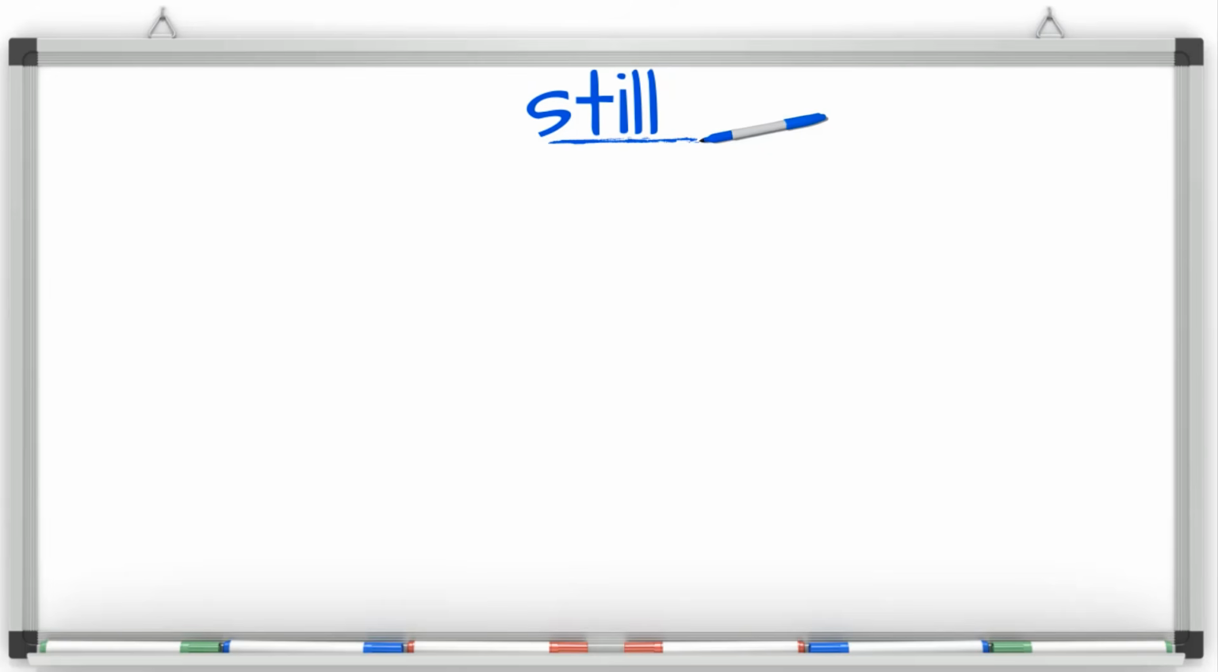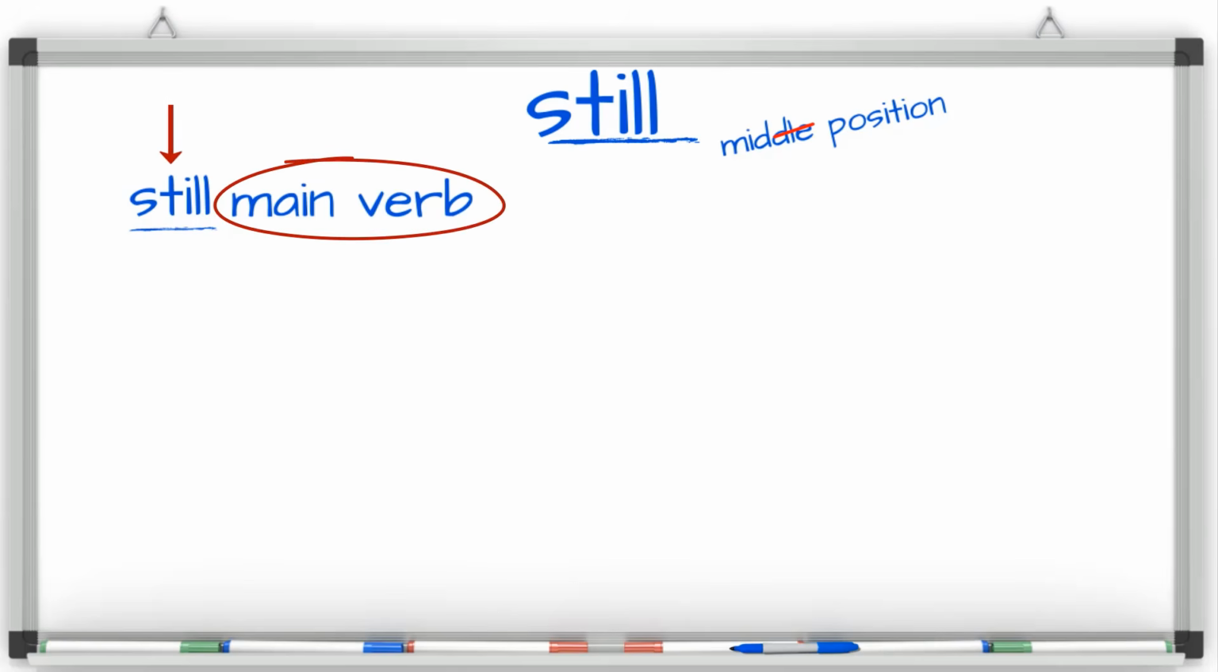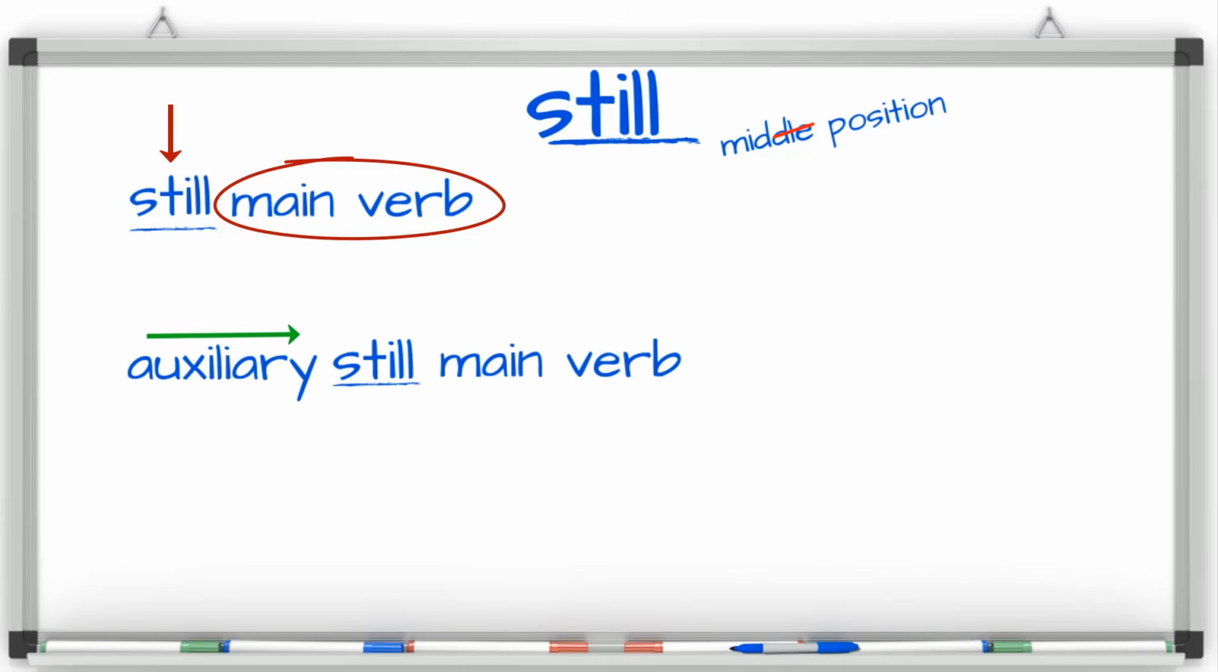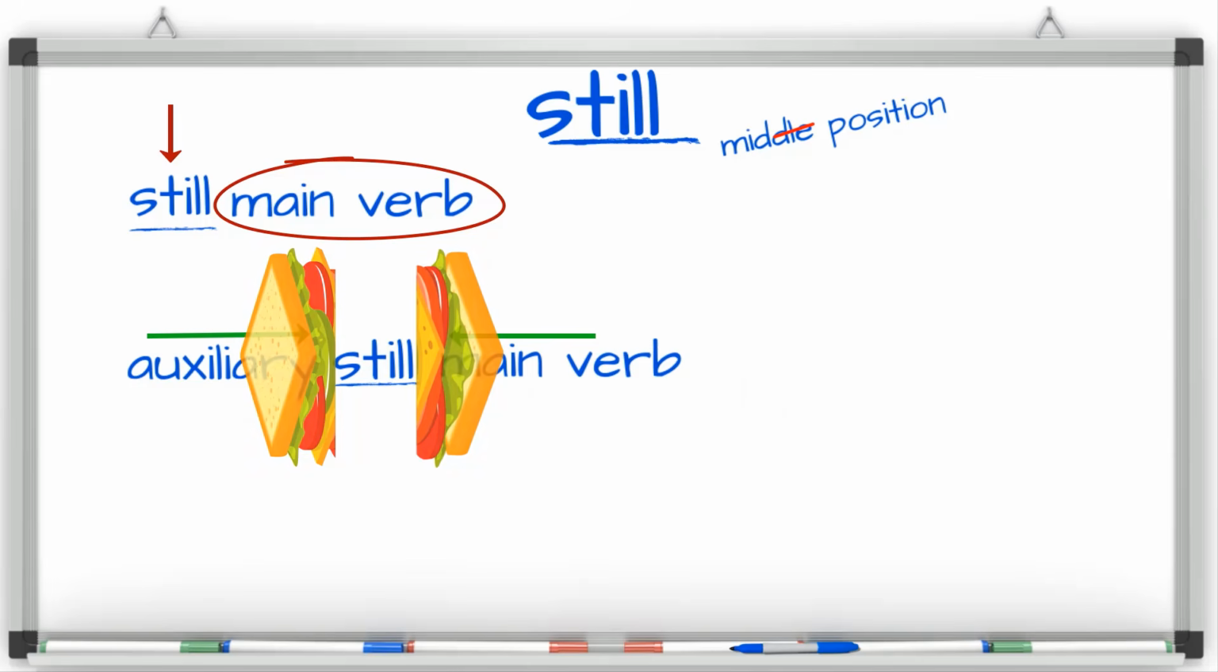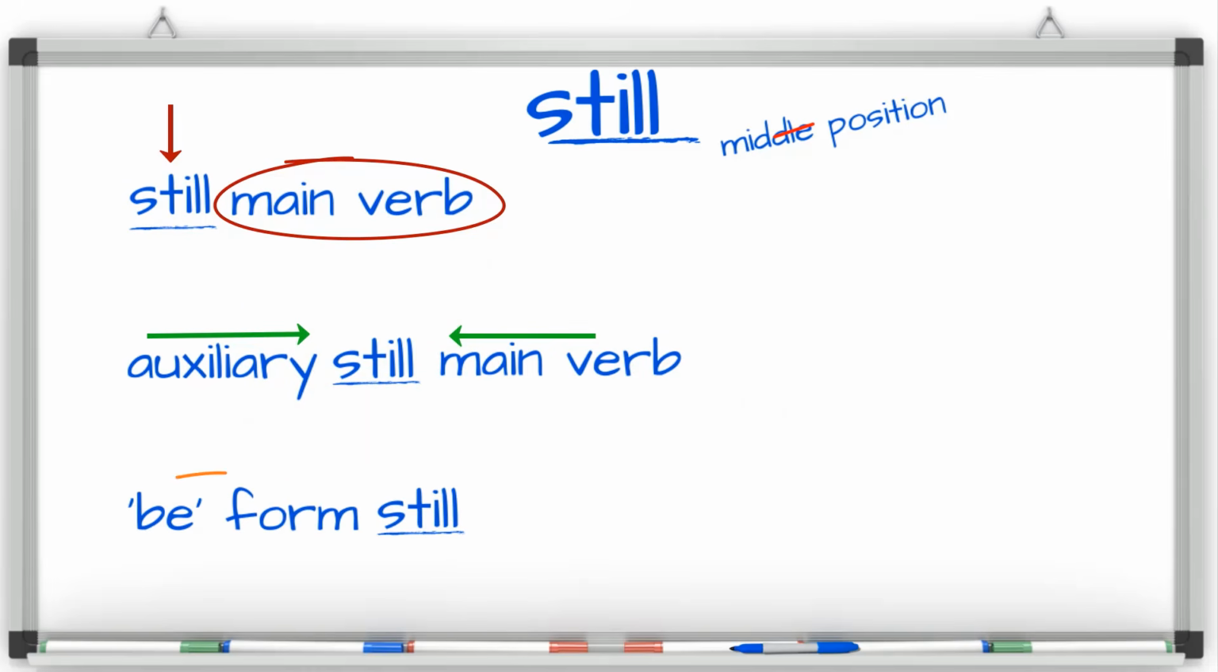Still can go in the middle position, often just called mid position. The middle position can be before the main verb, after the auxiliary verb and before the main verb, like a sandwich, or after be.